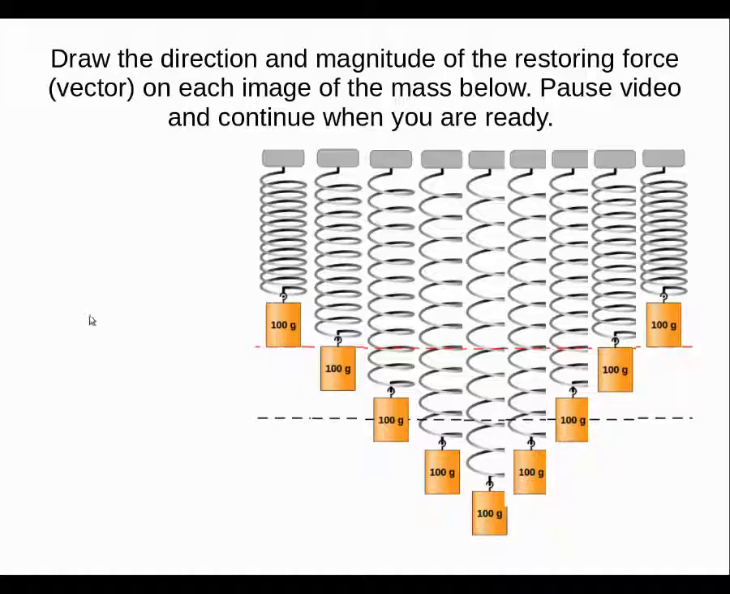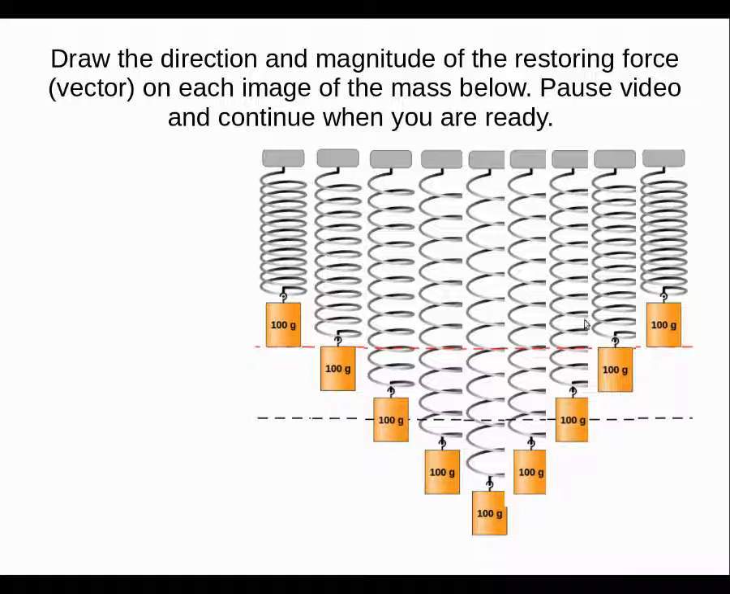I've now put in the masses at different locations within one cycle. And what I'd like you to do is to draw the direction and the magnitude of the restoring force, that's the force that causes the acceleration, in each of these positions. So you can just sketch it on a bit of paper.